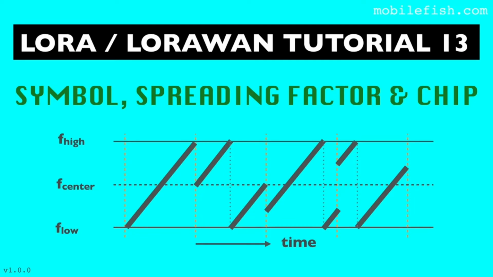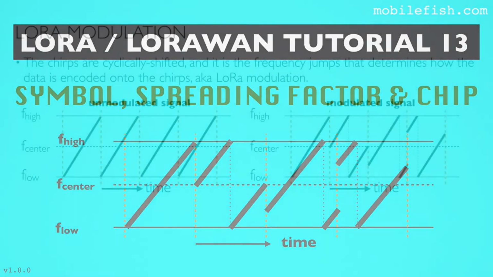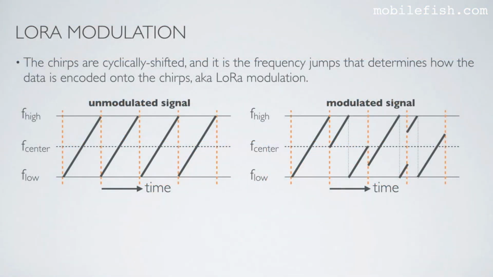In this tutorial, I will explain what symbols, spreading factors, and chips are. The chirps are cyclically shifted, and it is the frequency jumps that determines how the data is encoded onto the chirps, aka LoRa modulation. This represents the unmodulated signal and this represents the modulated signal. And here you can see the frequency jumps.